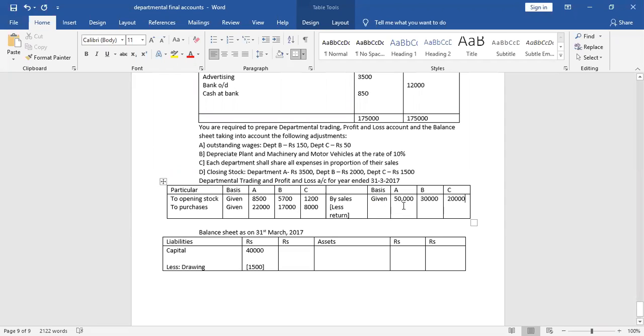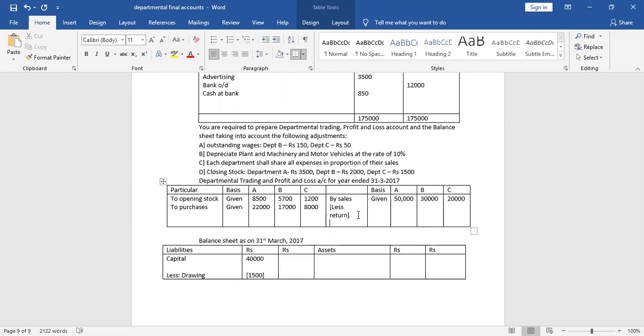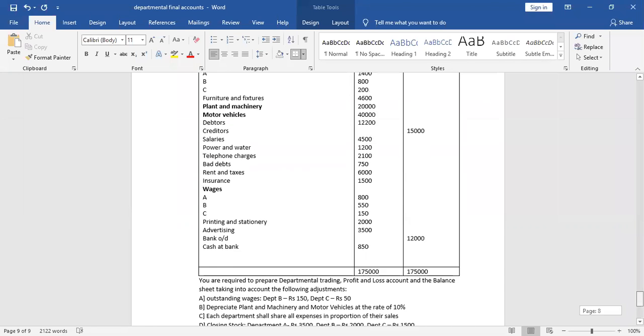मतलब यहाँ पे हमने ऑलरेडी रिटर्न्स माइनस करके सेल्स लिखा है. सेल्स में से सेल्स रिटर्न माइनस करके जो अमाउंट आता है वो लिखा है. 54,000 was sales, 4,000 was return. So net sales is 50,000. 33,000 sales, 3,000 returns, so 30,000. 21,000 sales, 1,000 sales return, so 20,000. So this is done. Now let us go to the next one.